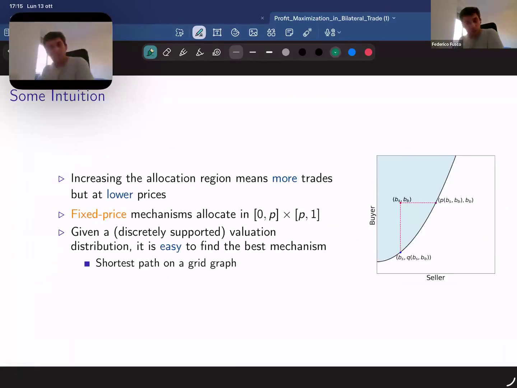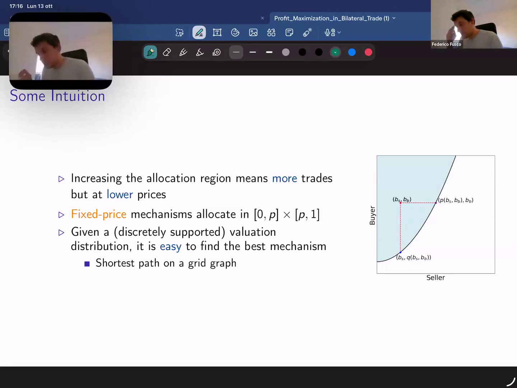Now, to get some intuition on why this is difficult, you have to think the following. If the allocation region increases, then you get more trades, because more bids will result in a trade. But on the other hand, the boundaries of this allocation region will shift, meaning that the profit will decrease. So there is this trade-off between the amount of bids that we want to result in a trade and the profit that we get out of it.